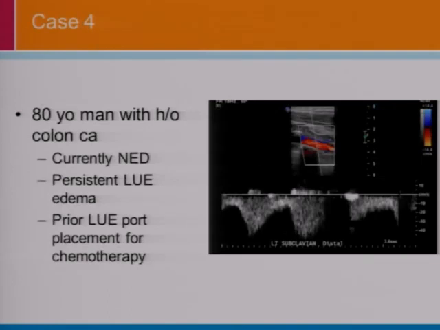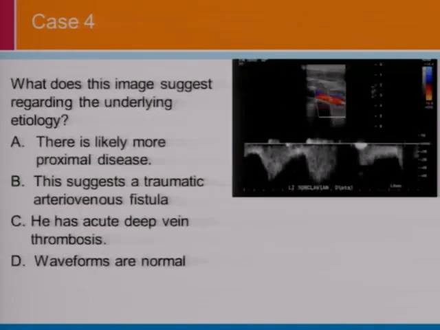All right, case number 4. This is an 80-year-old gentleman with a history of colon cancer. He currently has no evidence of disease on his imaging. He was treated with surgery as well as chemo. He has persistent left upper extremity swelling. He had a left upper extremity port. And the question is going to be, what's going on in this image? So this image suggests what underlying etiology for his swelling.